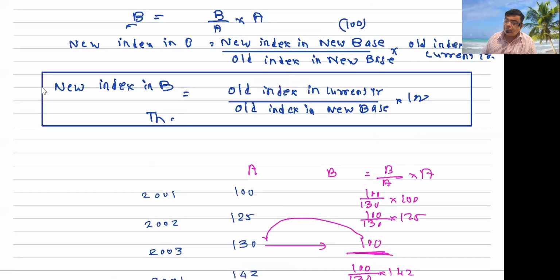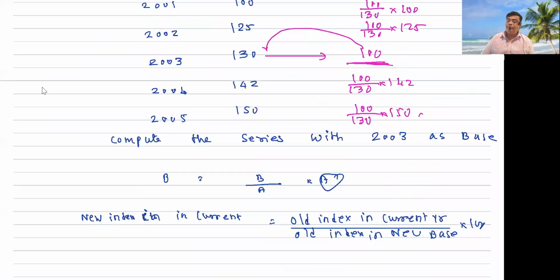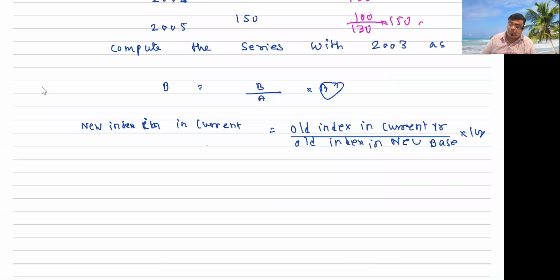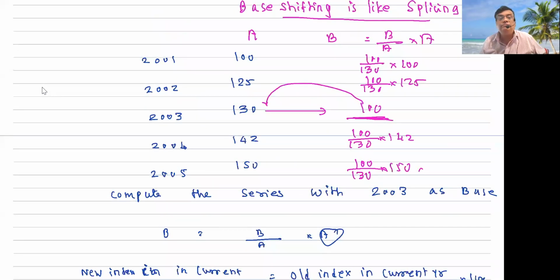Actually, remember, base shifting is like splicing only. Only thing is that the formula for theory question is different. This is for theory question. But for solving the problem, we are going to use the same technique.